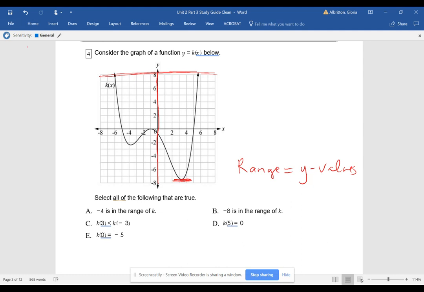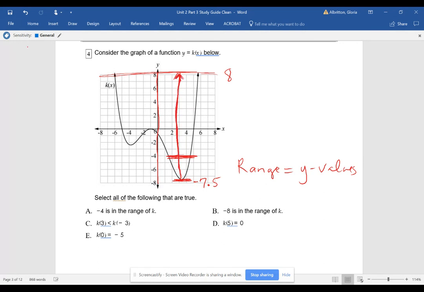So the range starts at like what, -7.5, it looks like, all the way up to 8. So is -4 in that range? Well, -7.5, and it goes all the way up to +8. Yep, so -4 is definitely in there, because here's -4, and that graph is covering part of -4, because it's from here all the way up. So it goes through -4.